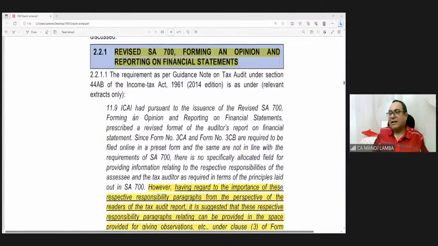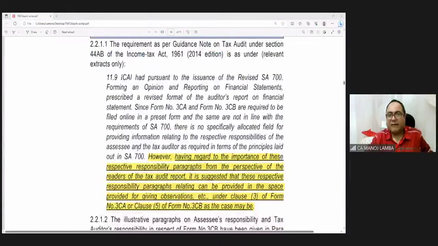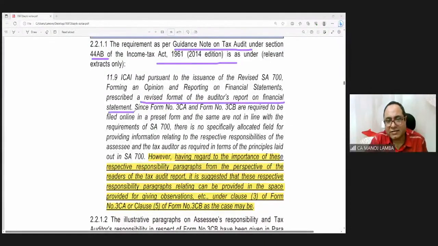The ICAI, in its tax audit guidance note, has very clearly clarified this fact. I am reading paragraph number 11.9 of the 2014 edition of the Guidance Note on Tax Audit under section 44AB. Please read it very carefully. What does it say? The ICAI, pursuant to the issuance of revised SA 700, forming an opinion and reporting on financial statements, prescribed a revised format of auditor's report on financial statements.